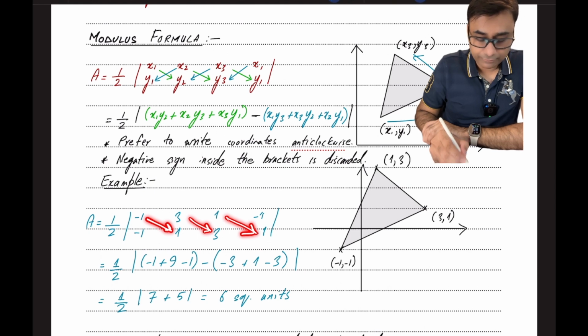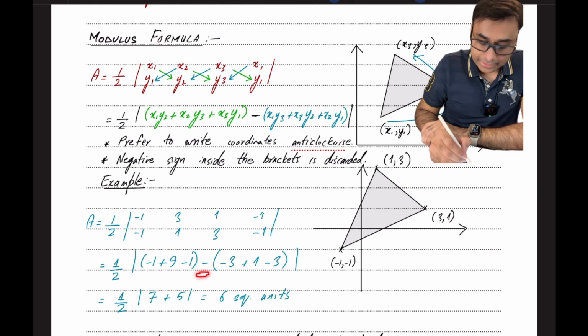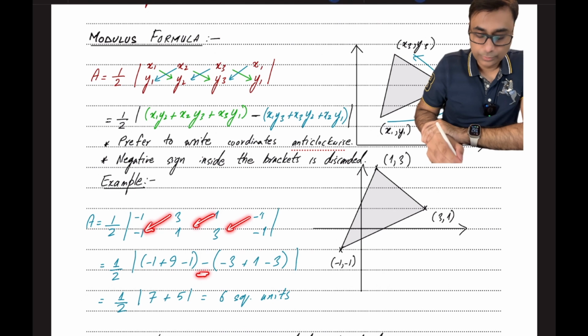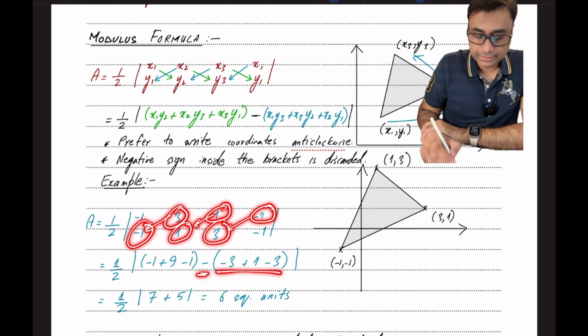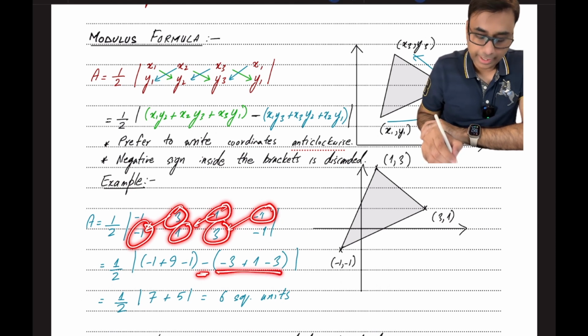That's going to be -1 into 1 gives you -1, 3 into 3 gives you 9, and 1 into -1 gives you -1. Then you put a minus sign in between and then you multiply it in the lagging diagonal. So minus 1 into 3 plus 1 into 1 plus 3 into minus 1, and that is the product and sum of the lagging diagonals.